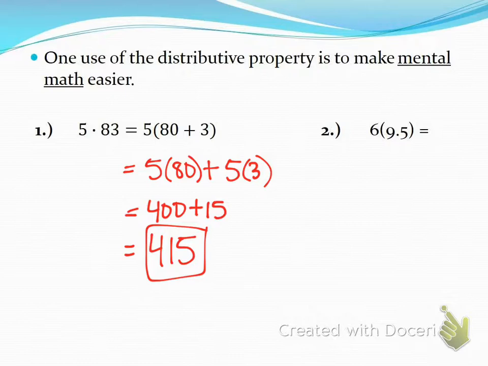Okay, on number 2, this is a decimal point, not a multiplication dot. So this is 6 times 9.5. If I were to be splitting this 9.5 into 2 different numbers, does anyone know what they might split it into? It's going to be 2 things that add up to 9.5.